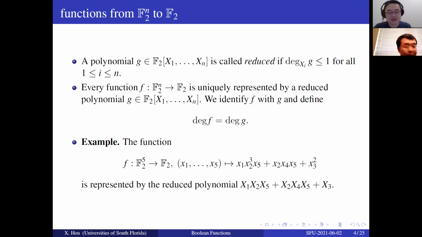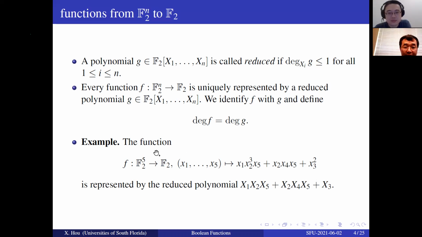So we know that, well, let's first define the so-called reduced polynomial. A polynomial in n variables over F2 is called reduced if the degree in each variable is at most 1. We know that every function from F2 to the n to F2 is uniquely represented by a reduced polynomial. And this way we can define the degree of a function: because it is represented by a reduced polynomial, we will just use the degree of the reduced polynomial to define the degree of the function.